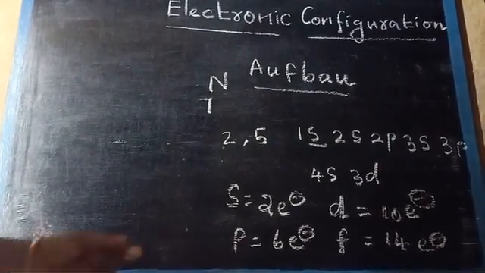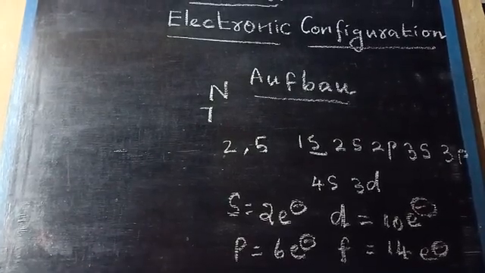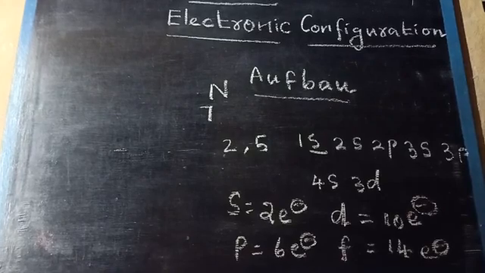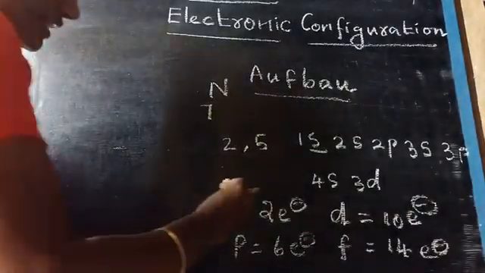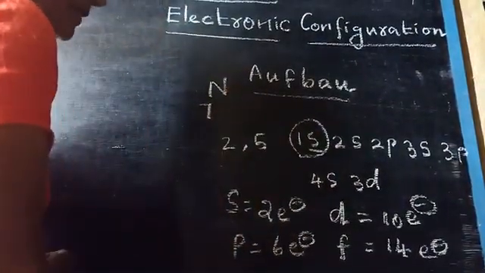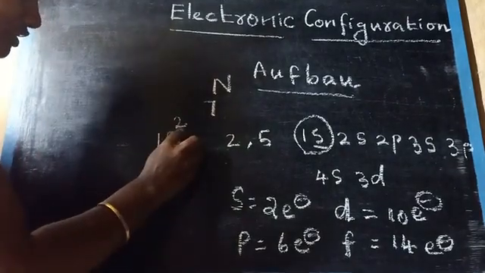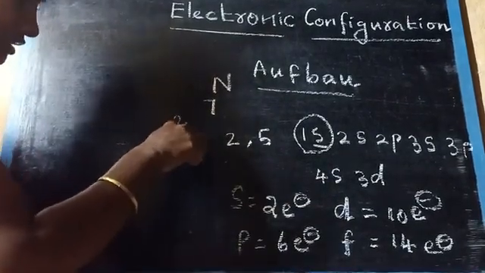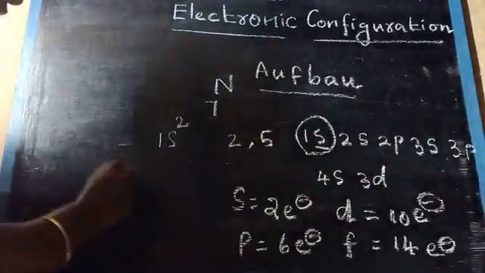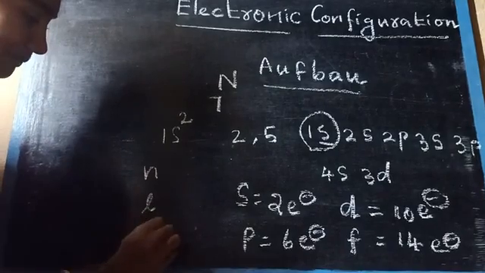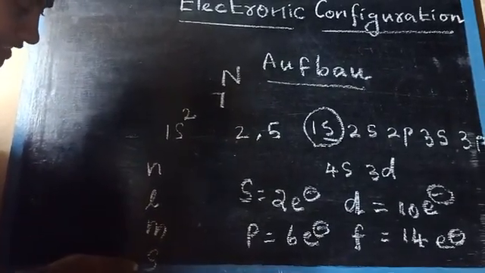The second rule is the Pauli exclusion principle. No 2 electrons in an atom have the same set of 4 quantum numbers. For example, take the 1s electrons, 1s2. Here the number of electrons is 2, so for these 2 electrons the 4 quantum numbers are not equal. The 4 quantum numbers N, L, M, S are principal, azimuthal, magnetic and spin.